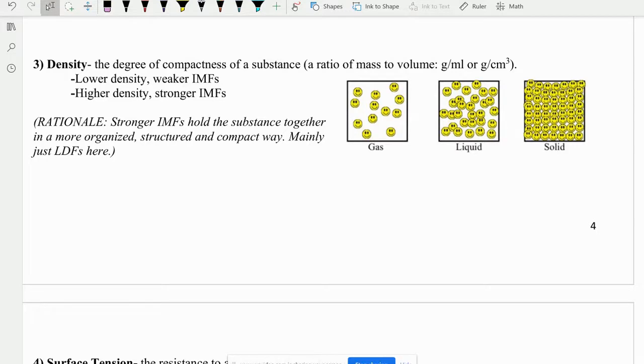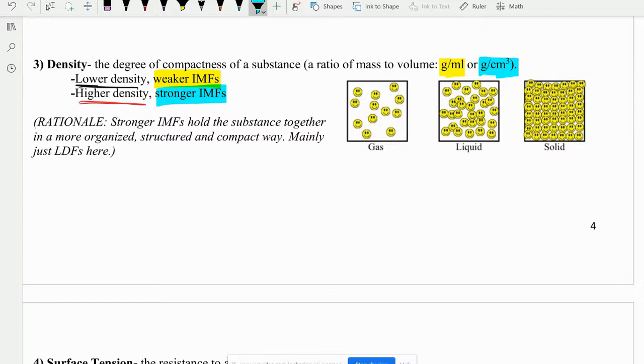Okay, the third physical property that molecular forces are related to, rather, is density. And density is the degree of compactness in a substance, if you will. It's really a derived ratio of mass to volume. And common units that we see in density are grams per mL, or even grams per cubic centimeter. Generally speaking, if you've got a substance with a lower density, they're going to have weaker IMFs. Conversely, if we have a substance that has a higher density, they're going to have stronger IMFs.